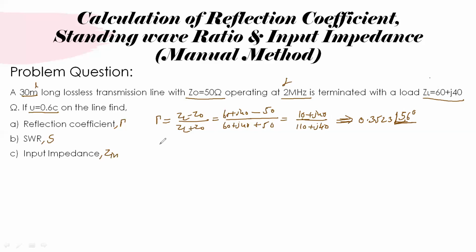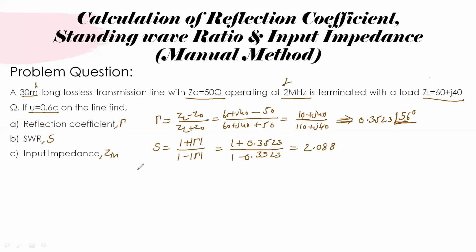Another value we need to find from the question is S, the standing wave ratio. It is represented by (1 plus magnitude of gamma) by (1 minus magnitude of gamma). If you substitute the value of gamma in phasor form, 1 plus 0.3523 divided by 1 minus 0.3523, and simplify, you will get 2.088. This is the value of the SWR, the standing wave ratio for the given transmission line.